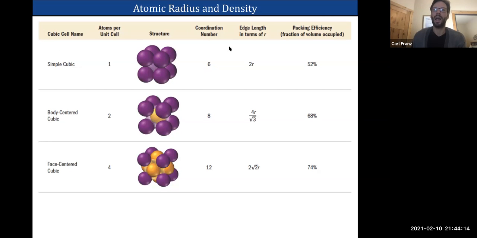And then we also said how you can relate edge length in terms of radius, right? So if you're given the edge length of a unit cell, how can you take that edge length and translate it into the radius? Because again, that's what they're asking for, right? The atomic radius. And it's going to be different from simple cube to body-centered cube to face-centered cube. And this is the way that you do that, okay?